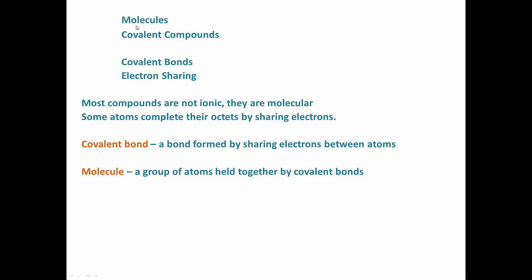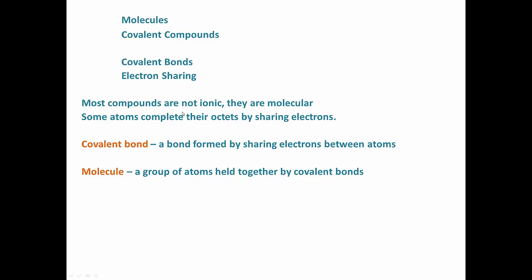So we're going to talk about covalent compounds, also called molecules. Covalent compounds have covalent bonds, and covalent bonds are the result of electron sharing. Remember when we talked about ionic compounds, we talked about the electrons being transferred from the metal to the nonmetal. In the case of covalent bonds, electrons are shared between two atoms.